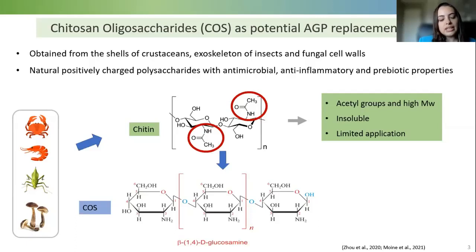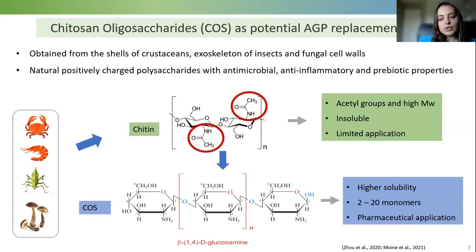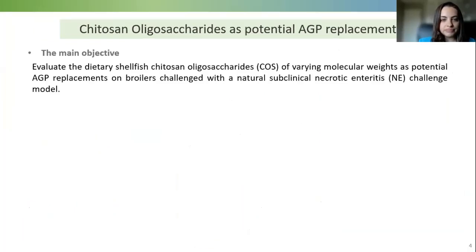COS is mainly formed by units of D-glucosamine, and the simple structure gives COS a huge application, not only pharmaceutical, but also in agriculture. The high molecular weight COS is more related to antimicrobial properties. The medium molecular weight is more associated with modulation of the immune system, while the low molecular weight is more associated with prebiotic properties.